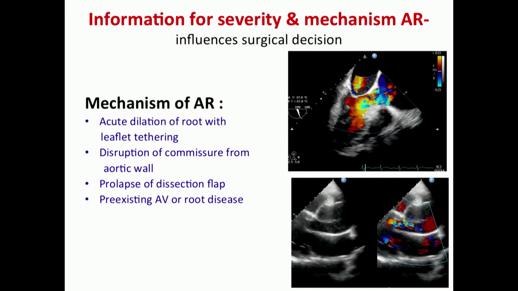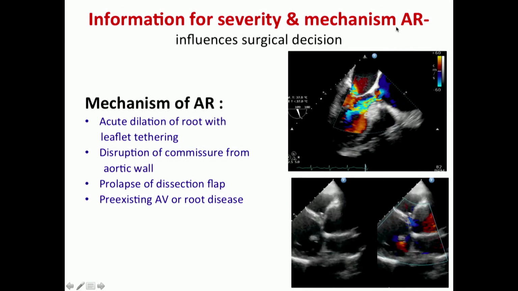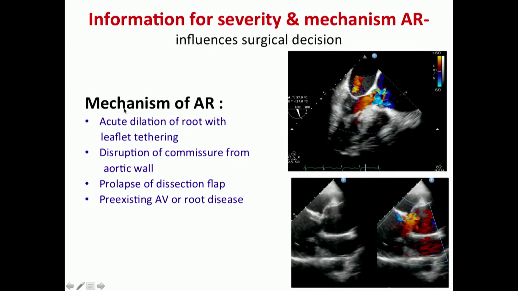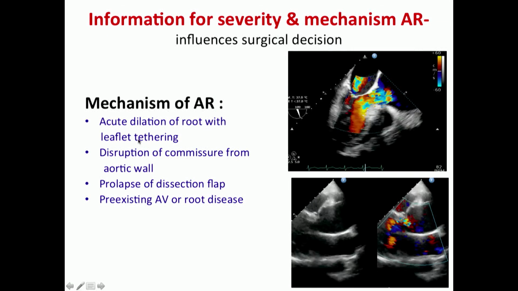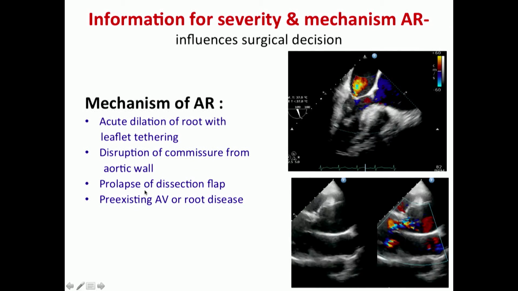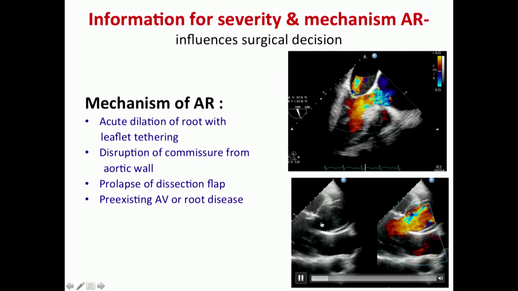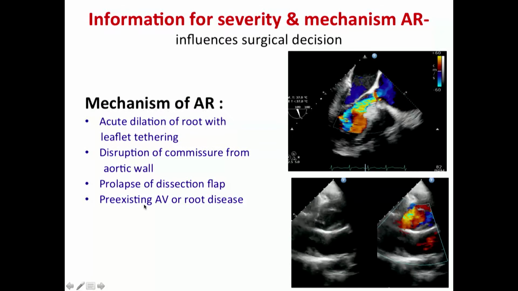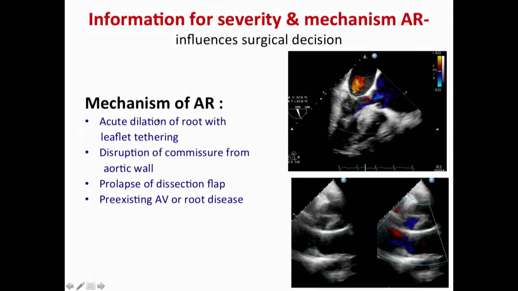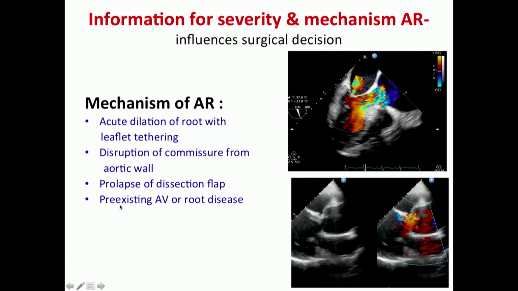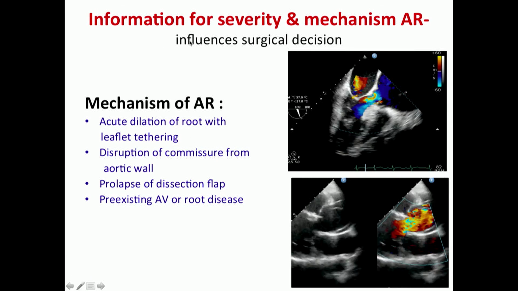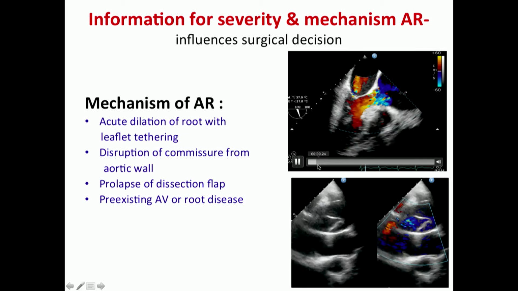It is also critical to give the information about the severity and the mechanism of AR to the surgeon because it influences the surgical decision. If you look at the mechanism of AR in aortic dissection, these are due to acute dilatation of the root, disruption of the commissures, prolapse of the dissection flap, as is happening here, or there might be pre-existing aortic valve or root disease. So in the first three cases, the surgeon can repair the valve, but in the last case, the surgeon has to replace the valve. So it is necessary to provide the information about the mechanism of AR also.